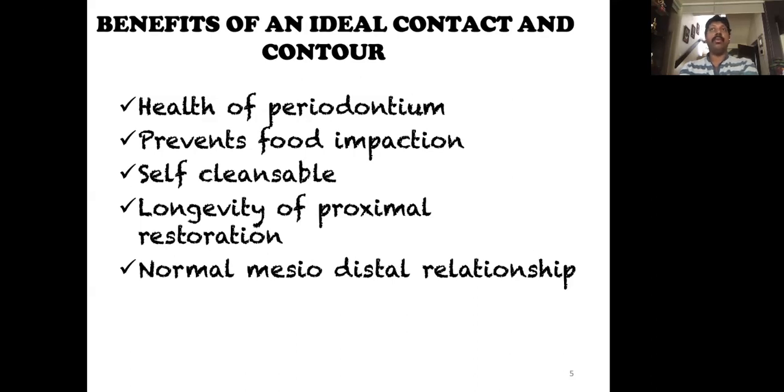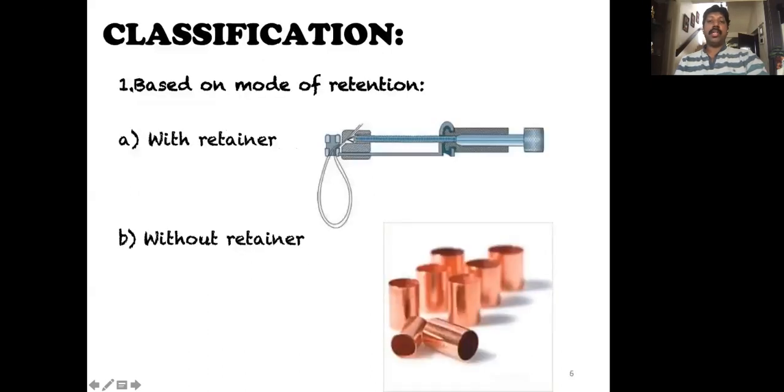So you have to use a matrix band and a retainer. If you don't use the matrix band and retainer when one wall is missing, how will you build that wall? The contour of the tooth, you don't get it. The restoration will come out, and sometimes it will go below the gingiva. With a matrix, you get a good contact and a good contour, so your periodontium is healthy. Food impaction won't be there, it's self-cleansable, and the restoration will last long, with a normal mesiodistal relationship.